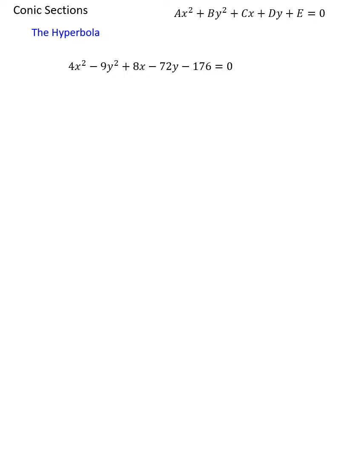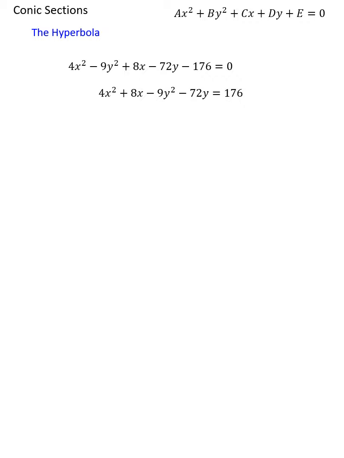First, let's notice that a times b, or 4 times -9, is -36. And since a times b is negative, then we essentially know that we have a hyperbola here. But still, I don't have it in the preferred format. So we're going to use the same completing the square trick that we've used in all the other conic sections to get this into a preferred format.